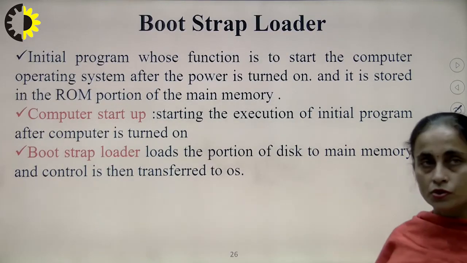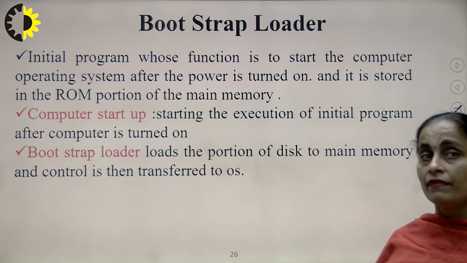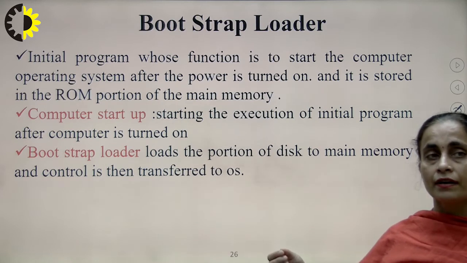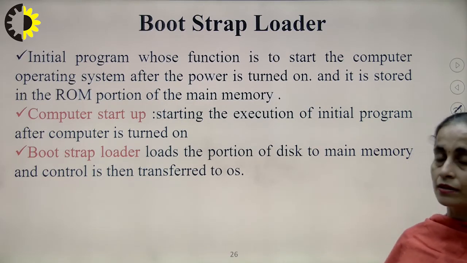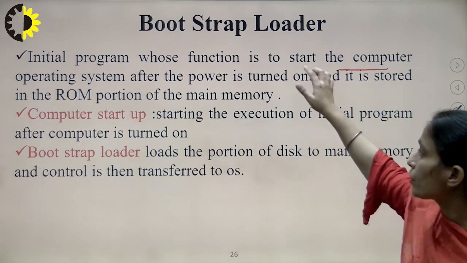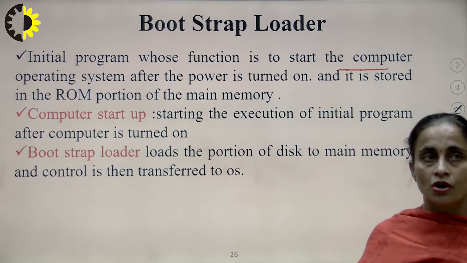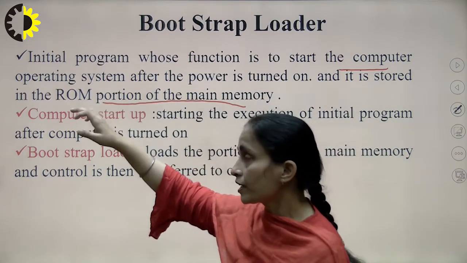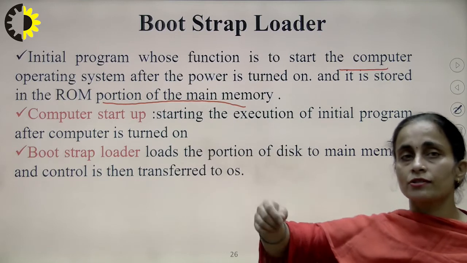Then the most important thing, what is the bootstrap loader? That is, when I switch on my system, how does the OS come into the picture, how does my Windows get started? The initial program whose function is to start the computer operating system after my power is turned on is stored in the ROM portion of main memory, and that portion gets loaded, and then it directs me to the next location.